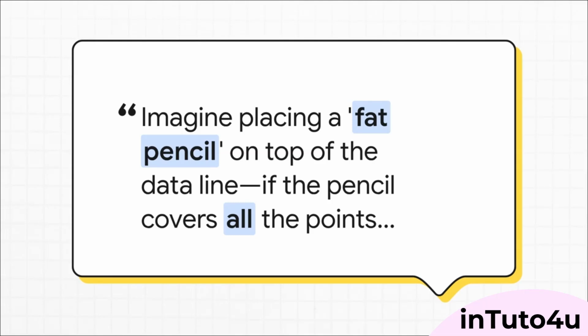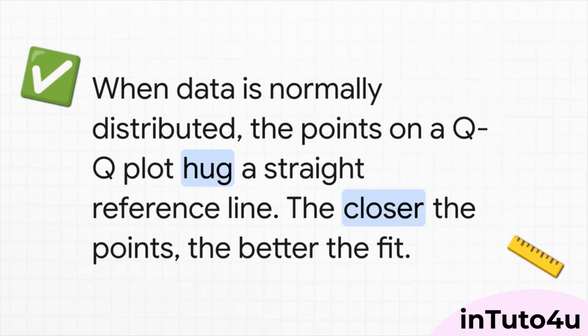And here's a great, really intuitive way to read the results. It's called the fat pencil test. If you can imagine laying a fat pencil down over the line of dots on your plot, and that pencil covers all of them up, your data is probably close enough to normal. It's a fantastic practical gut check before you dive into any complicated math. So in a perfect world, if your data really is normally distributed, what do you see? You see the points on the QQ plot forming a perfectly straight diagonal line. The closer your little dots hug that line, the better the fit.